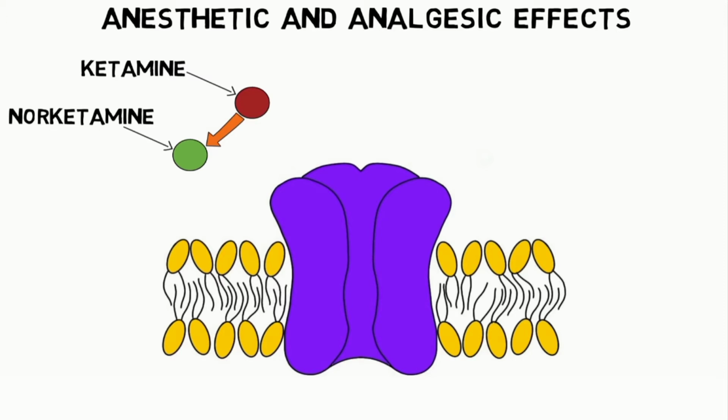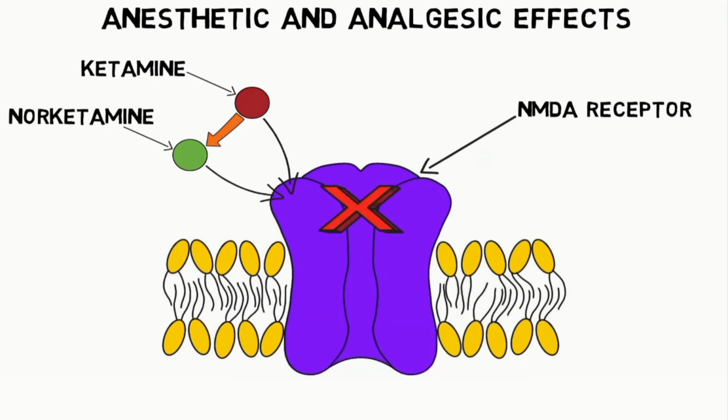Ketamine and norketamine both act at a receptor for the neurotransmitter glutamate called the NMDA receptor. Glutamate is the primary excitatory neurotransmitter in the brain. Ketamine and norketamine act as antagonists at the NMDA receptor, which means they block the receptor and inhibit activity there. Inhibition of the NMDA receptor can substantially affect neurotransmission and is thought to be critical to the anesthetic and analgesic effects of ketamine.